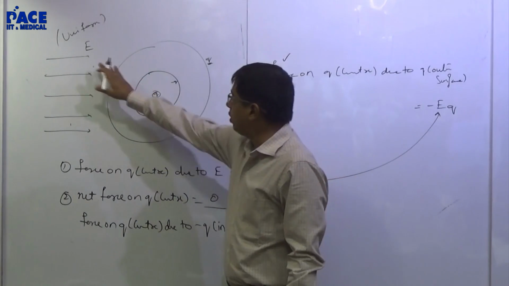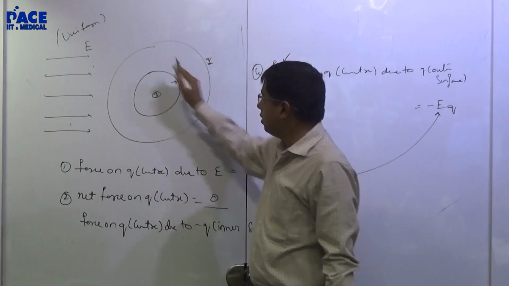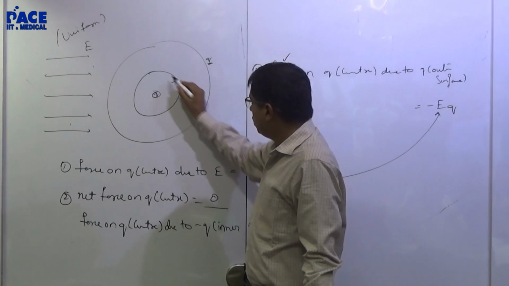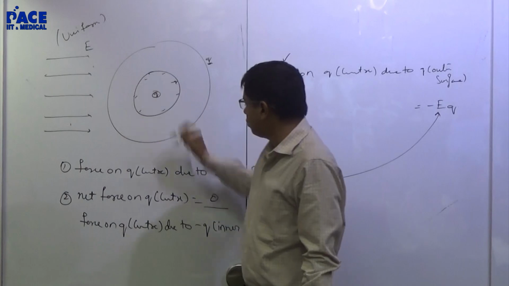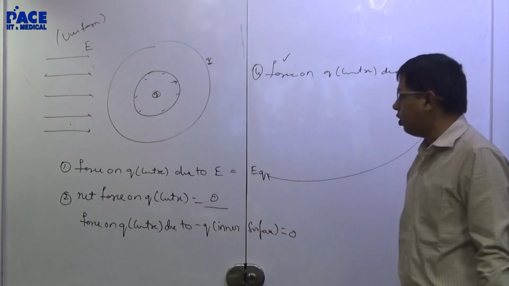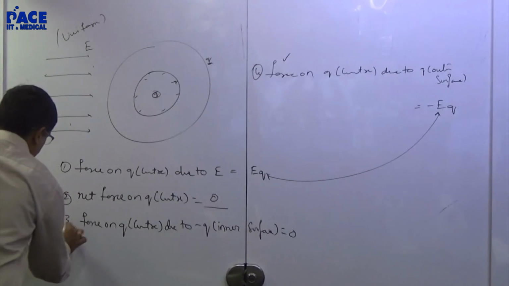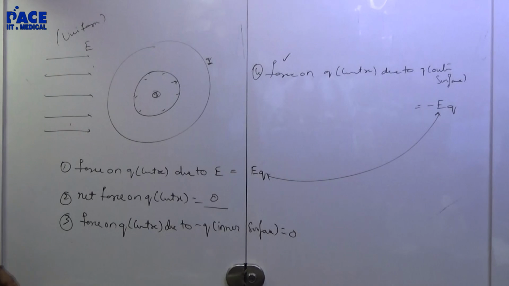Net force on this will be because of external and because of this. External net is 0. This will be uniformly distributed. So obviously it will give me 0 on this. So net force on Q at the center is 0. Right?